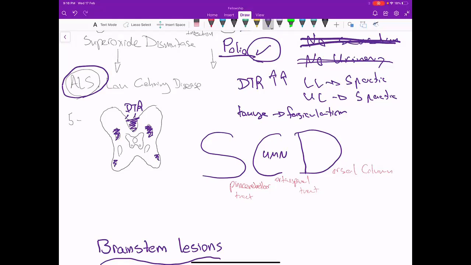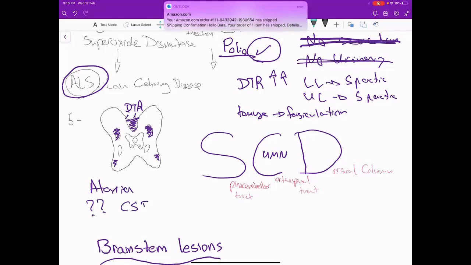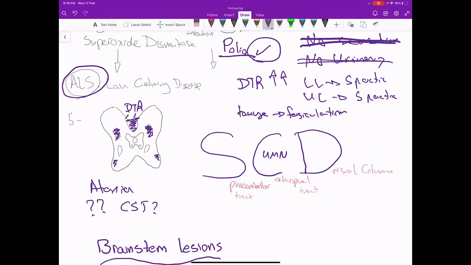When you see this combination, the disease spells it out. If you ever see in a scenario ataxia, ask yourself, corticospinal tract, is it affected? Ask yourself, is the spinocerebellar, is the dorsal column affected? If they both are, then you instantly know what this is.